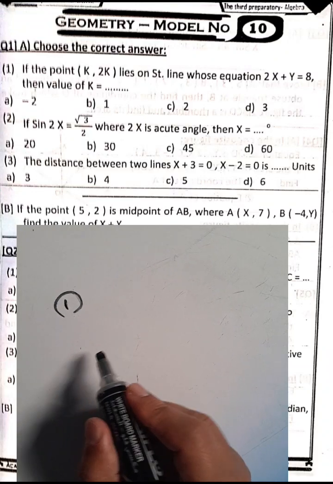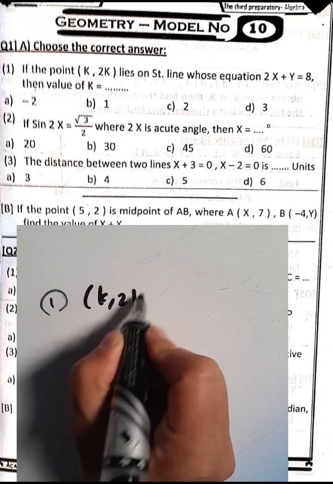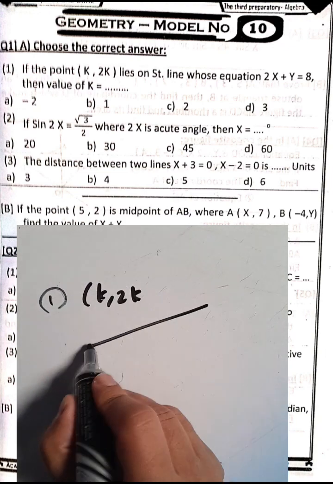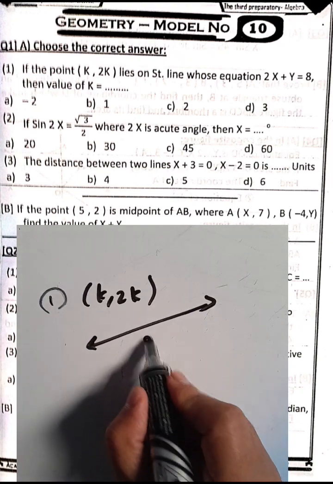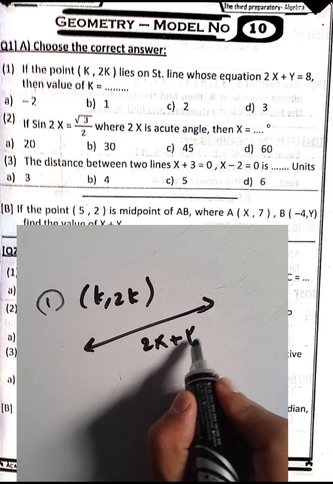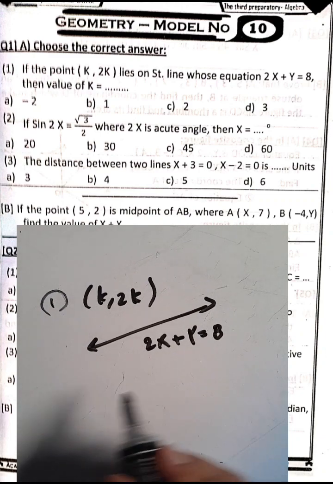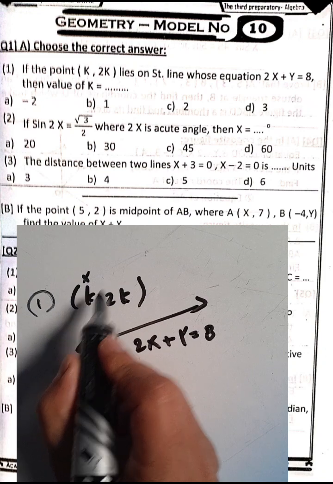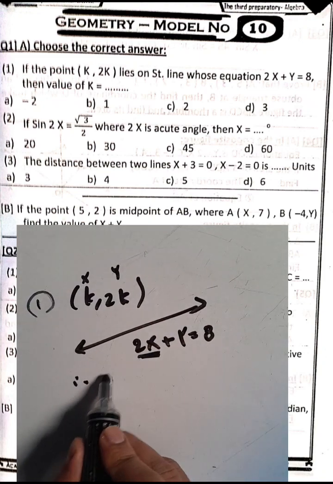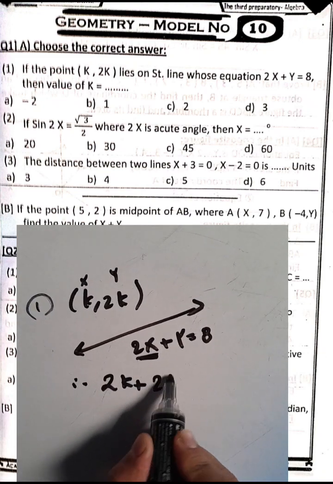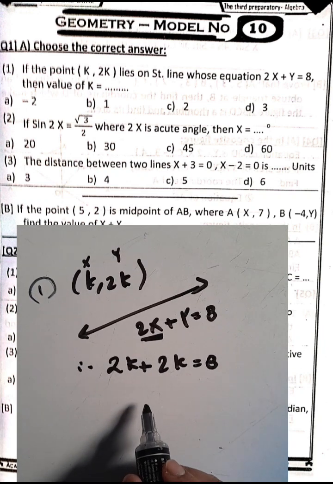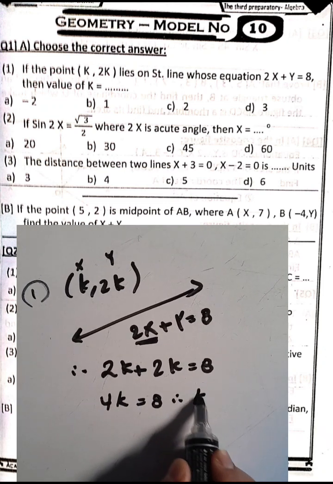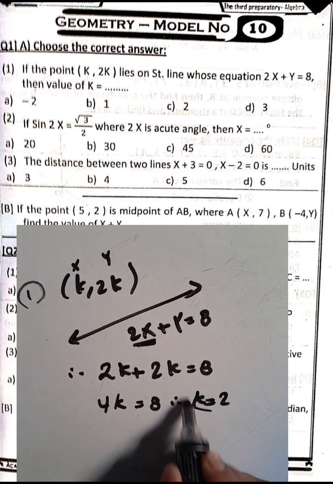If the point (k, 2k) lies on the straight line whose equation is 2x + y = 8, you want to find the value of k. Then this point satisfies this equation. Then we can put x = k and y = 2k. Then the result here: 2k + y = 2k + 2k = 4k = 8. Then k will be 8 divided by 4, so the value of k here will be 2.